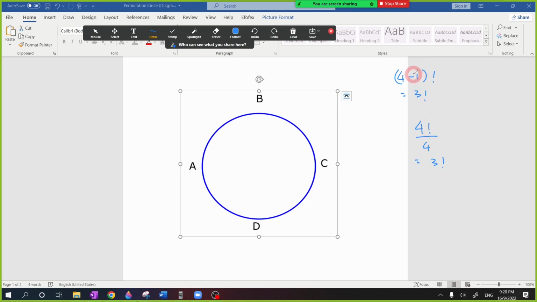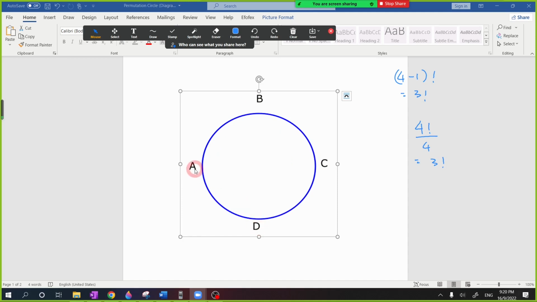Why do we need to minus 1? Now try to think: if you are A, and I ask you, when A sits here, D over here, B over here, and C is opposite to A, who is on the right hand side of A?